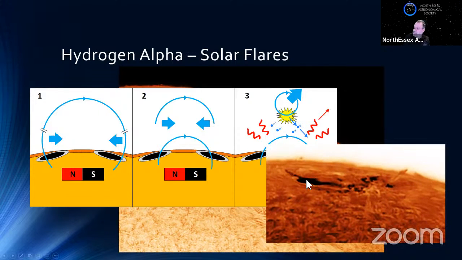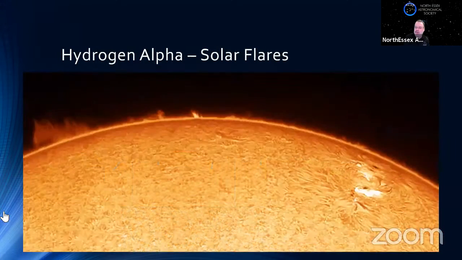And what you can see here, again, this is a negative image, so this is where the flare is happening. You've got what we call a surge prominence. This is an active prominence, this jet here of material that's been blasted out. I've got a nice animation of one going on here.